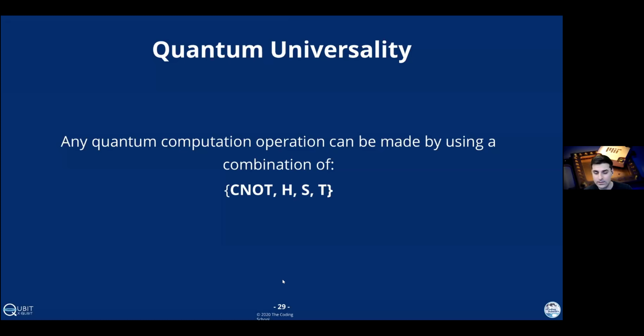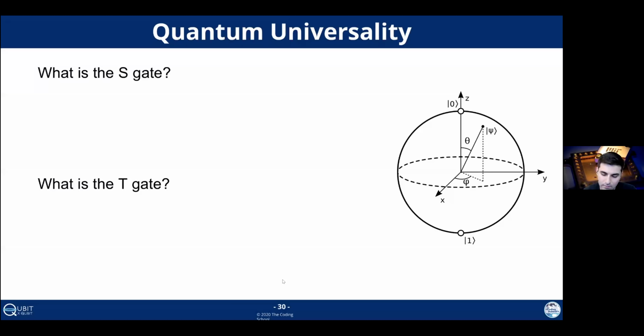So now for quantum computing, in order to be able to do any quantum computing operation, we need a combination of these 4 gates. So the CNOT we've seen, and we're going to discuss this in more detail in future lectures, is a controlled NOT between two qubits. So this is a 2-qubit gate. The H is the Hadamard, and then the S and T I'm going to talk about on the next slide.